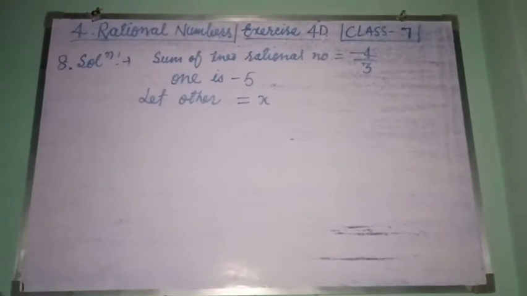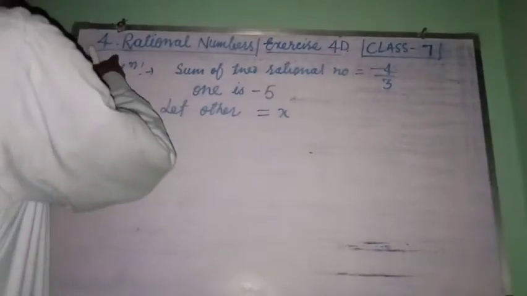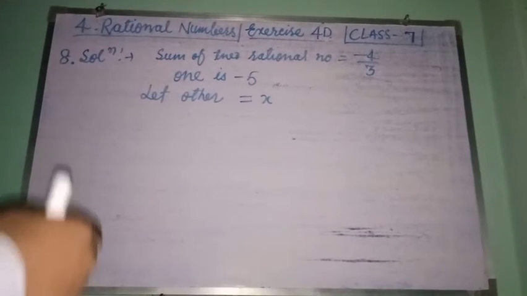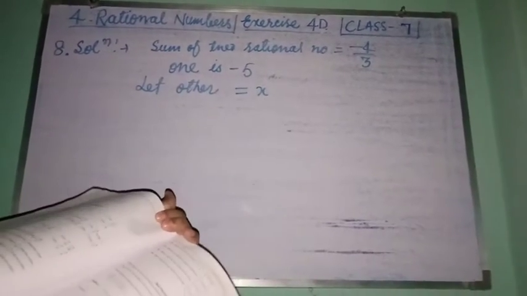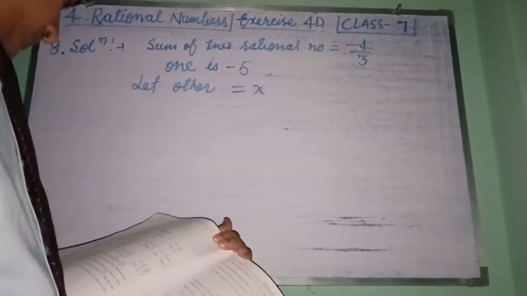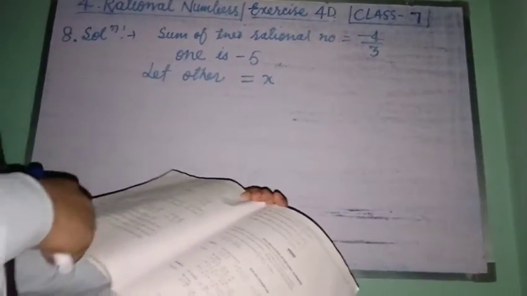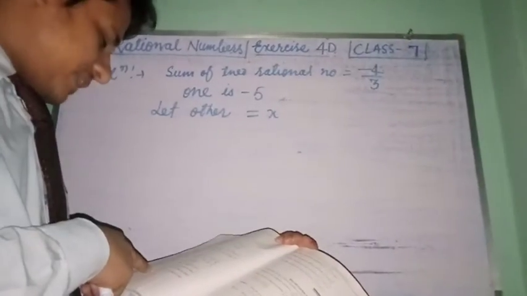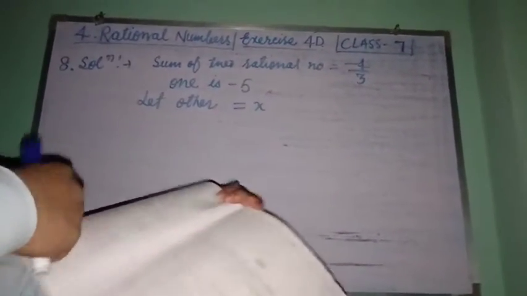So, students, this is class 7, chapter number 4, rational numbers, exercise 4D. In this video lecture, we will solve a couple of questions. So get ready. See question number 8. As you can see on the screen, question number 8 says the sum of two rational numbers is minus 4 by 3. If one of them is minus 5, find the other.